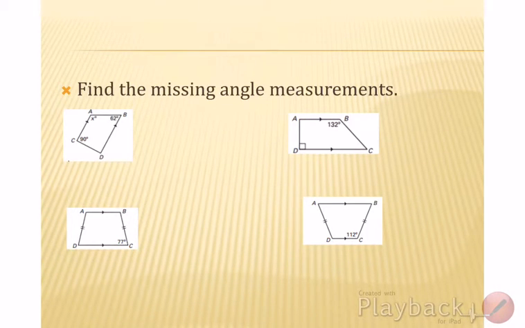Okay, we have some more examples. Find the missing angle measurements. What do you know? How can you proceed? Look for the parallel marks to make sure that this is a trapezoid. Notice that the opposite angles are not congruent, and they're not supposed to be congruent. What else do you think that you can presume?